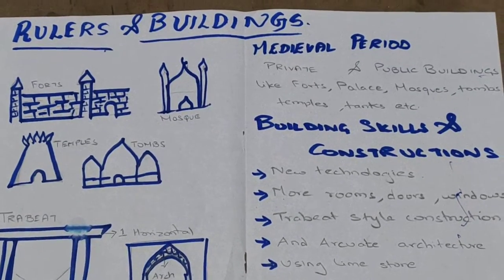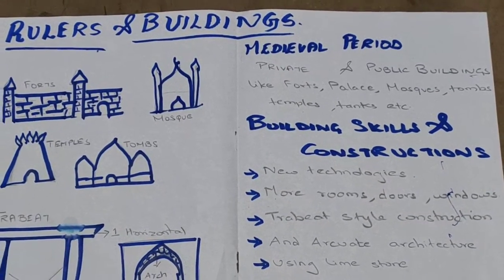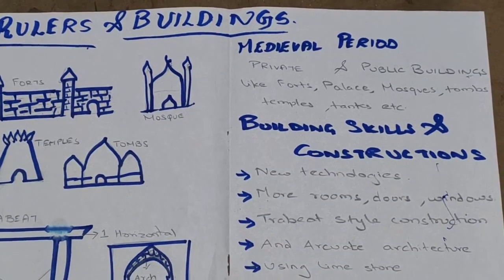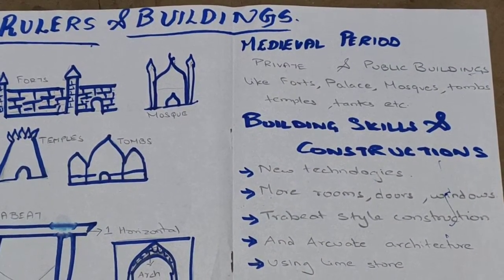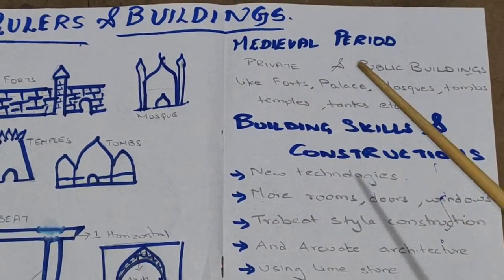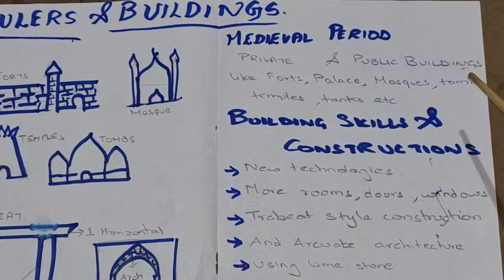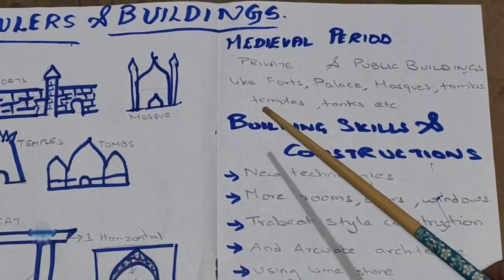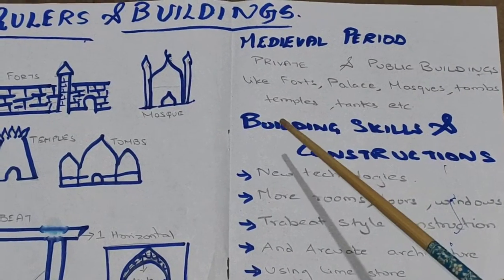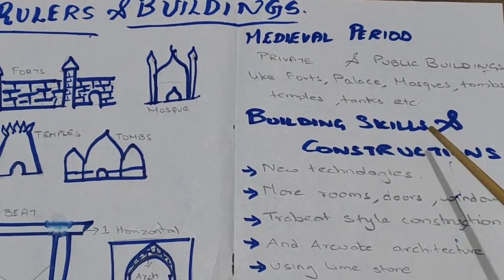History, chapter Rulers and Buildings. In this chapter, we are going to learn about the constructions and buildings during the medieval period. So, in the medieval period, private and public buildings were constructed like forts, palaces, mosques, tombs, temples, tanks, etc.